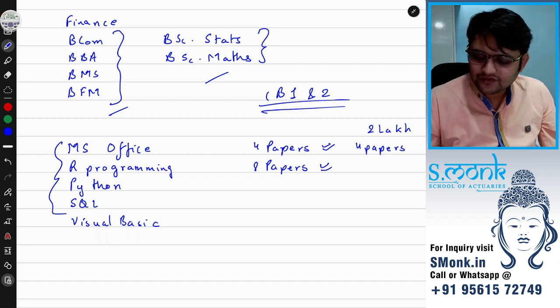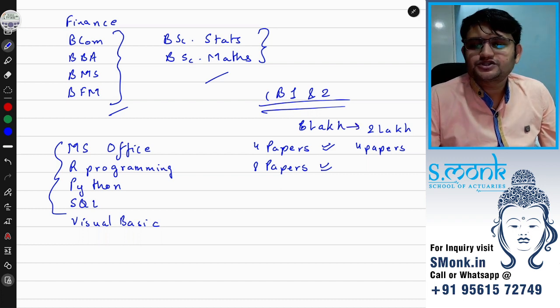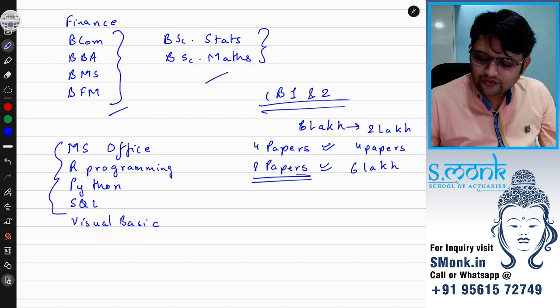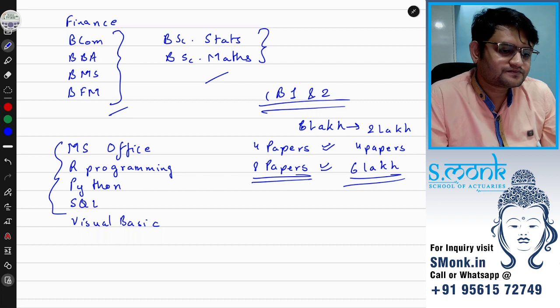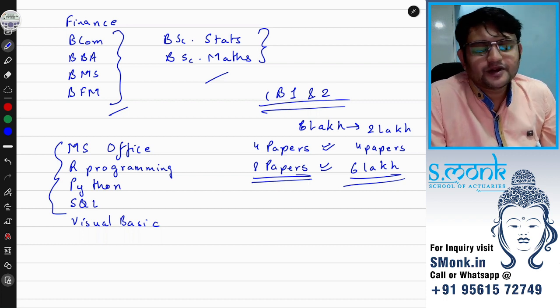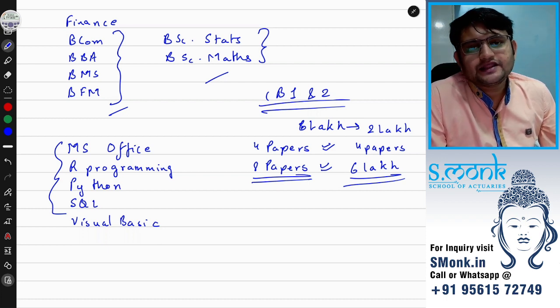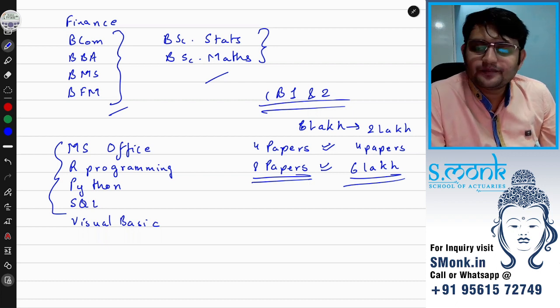So let's say you start with 6 lakh rupees. Within 2 years the other person will go up to 8 lakh rupees, and because you did not clear any additional paper, you will be stuck with 6 lakh rupees for doing the same work. That is a disadvantage for you. Again, it depends on the company. Some companies do not give any incentive in terms of salary, but a lot of companies do.